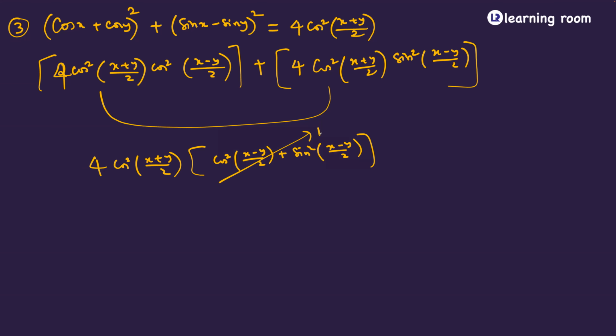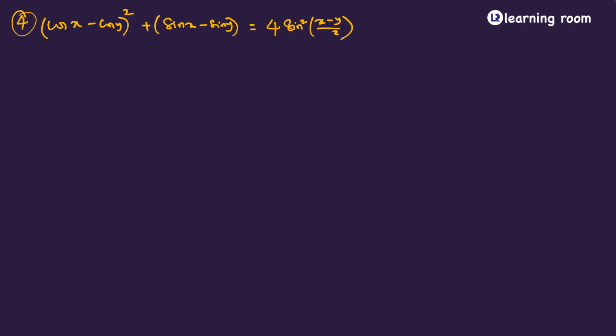Done. I'll see one more problem. So fourth, what is the question? Cos x minus cos y the whole square. So it is looking similar to the previous problem. Four times something. That's simple, no? Similar problem. I hope you can do it, no?